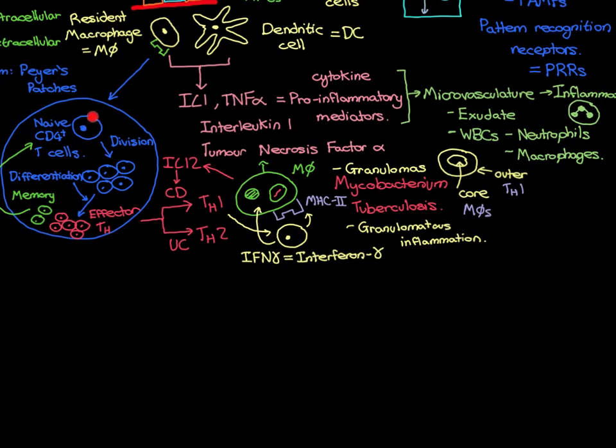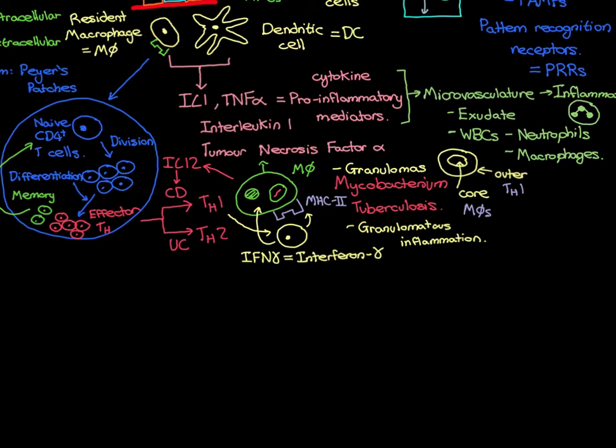So they're going to go and activate your naive CD4 positive T cell that we've discussed in great detail. It'll divide and divide, you'll get memory cells and effector helper T cells, and now the antigen-presenting cells are releasing interleukin-12 onto these differentiating effector helper T cells, and this causes them to become T helper 1 cells.